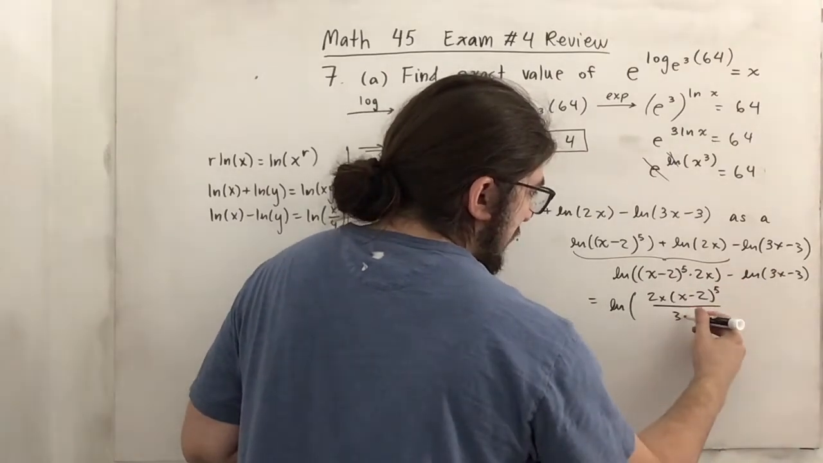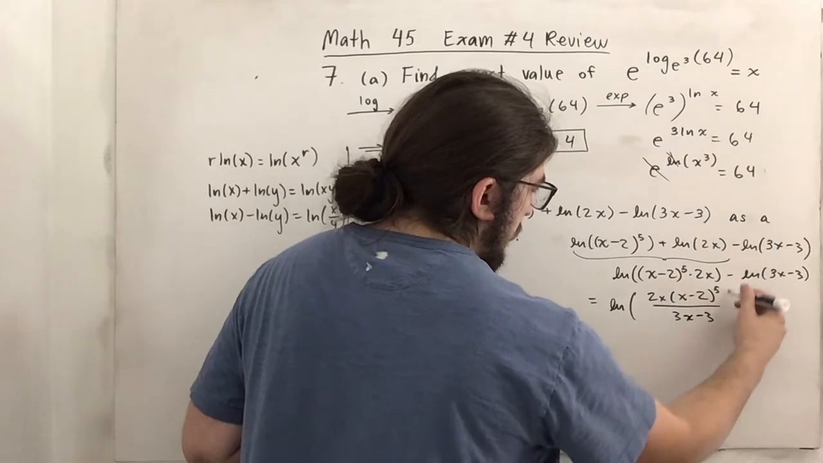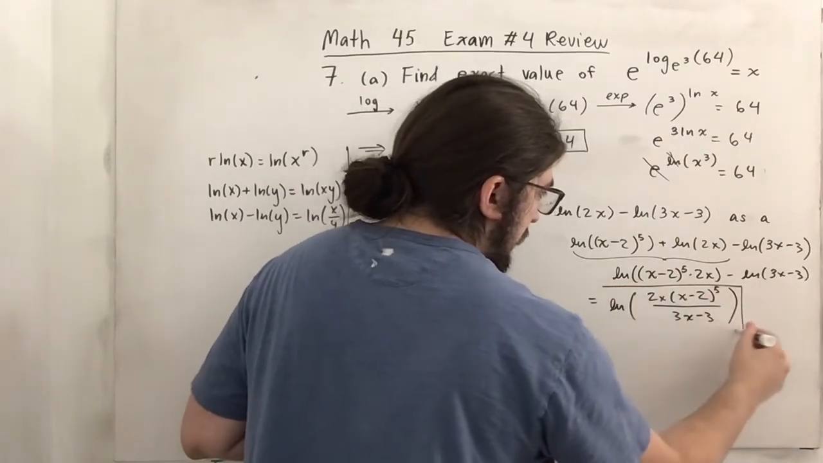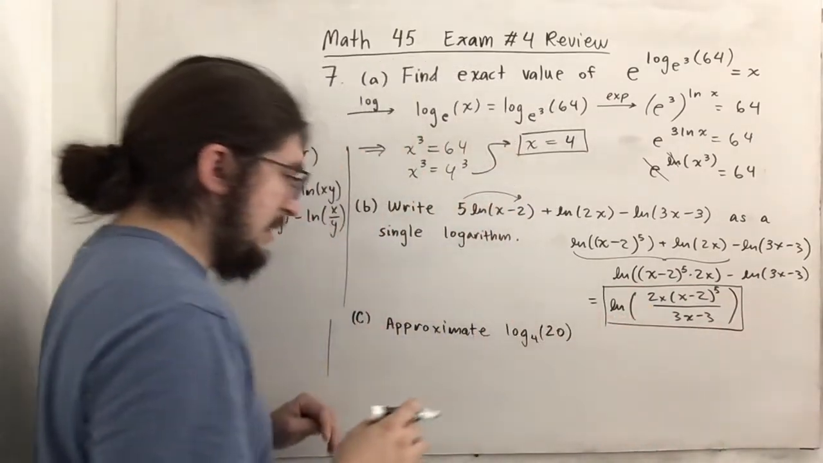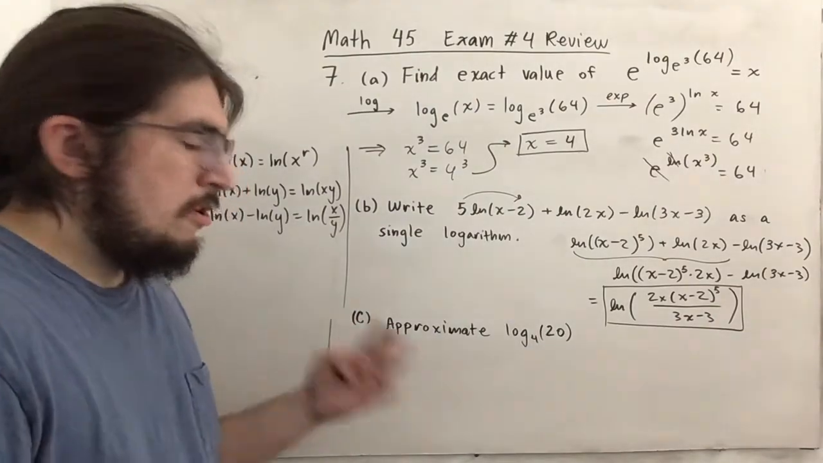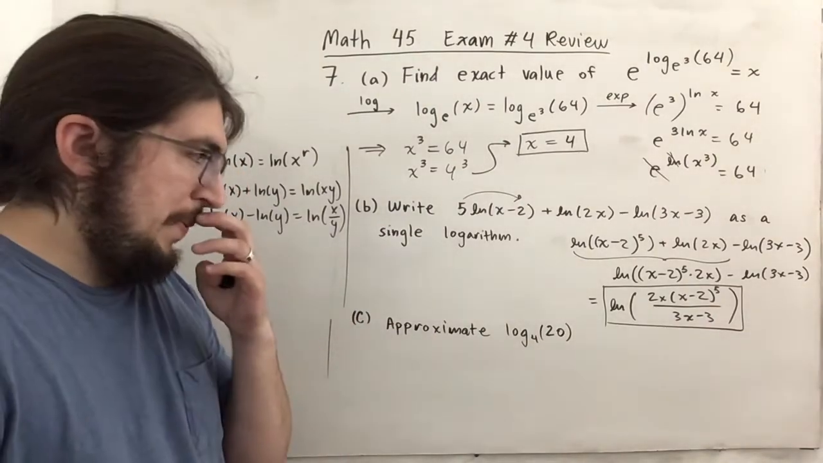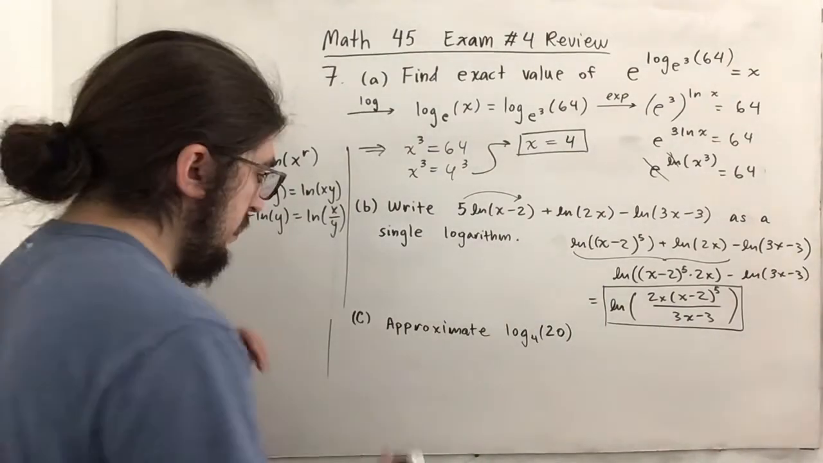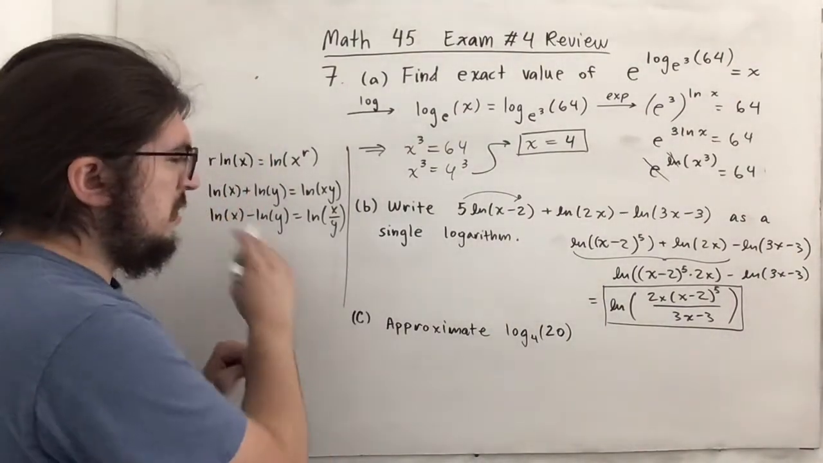Over the second inside, 3x minus 3. And that is the answer for part B. Fantastic. And now this one for approximating, there's a lot of ways of doing this, but to do this with the change of base formula, which is something maybe I should mention here.